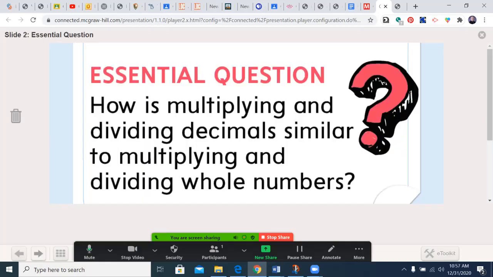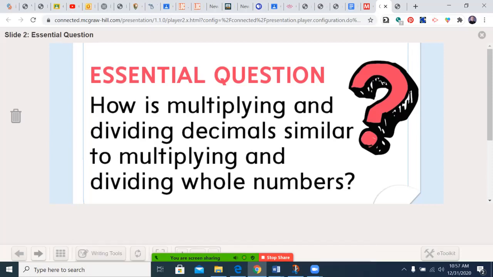All right, let's look at our essential question for Chapter 6. Can you believe we're in Chapter 6 already? We're almost at the completion of what would have been the first book. And the essential question is, how is multiplying and dividing decimals similar to multiplying and dividing whole numbers? And I gave you a spoiler alert that a lot of the material requires the same skills.